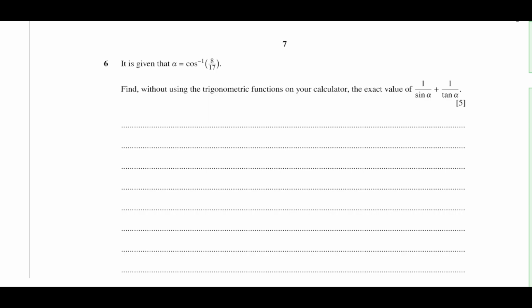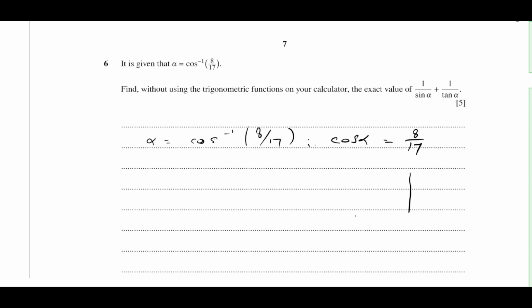Okay, do one thing. Here alpha is given. Alpha is cos inverse 8 divided by 17. So therefore cos alpha is 8 divided by 17. Using the trigonometric functions on your calculator, the exact value. As cos inverse 8 divided by 17, both the values are in the first quadrant.